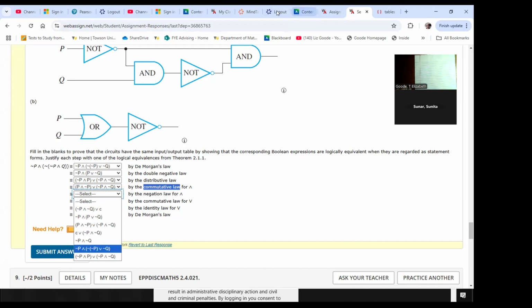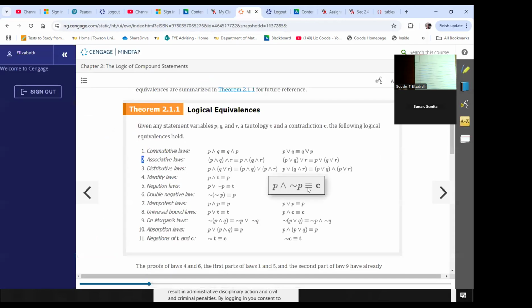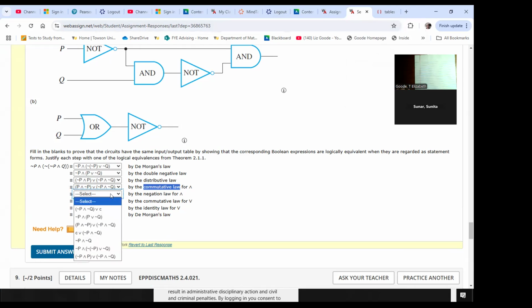Let's look at the negation law again. P anded with not P is a contradiction. So we have P and not P. That's going to become a contradiction. Oh yes, see it?